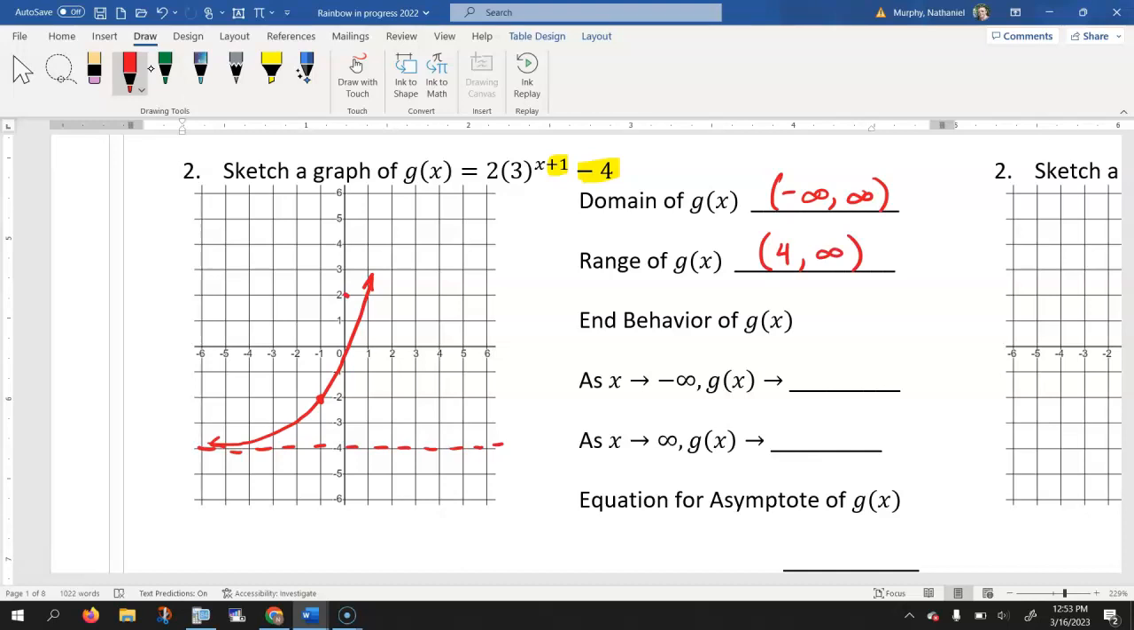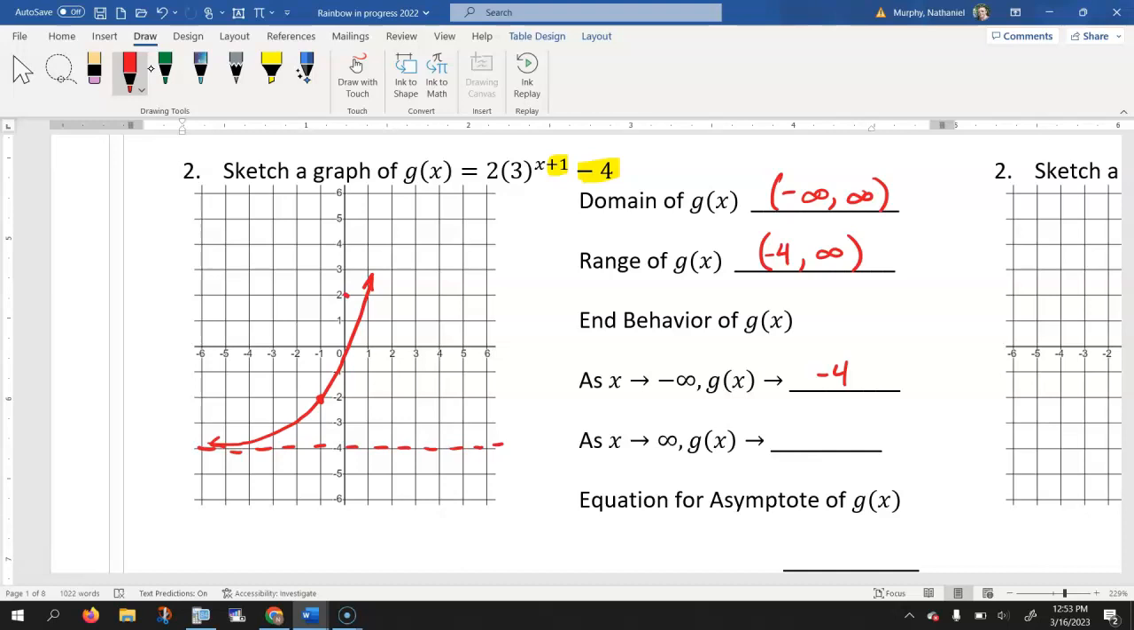And the end behavior is going to change. As x approaches negative infinity, that's referring to the left side of the graph. The left side of the graph now is approaching that horizontal asymptote, which is at negative 4. Oh, by the way, I just realized my range should have been negative 4. You might have been screaming at the computer, oh, it's supposed to be negative 4, Mr. Murphy. Well, that's fixed now.